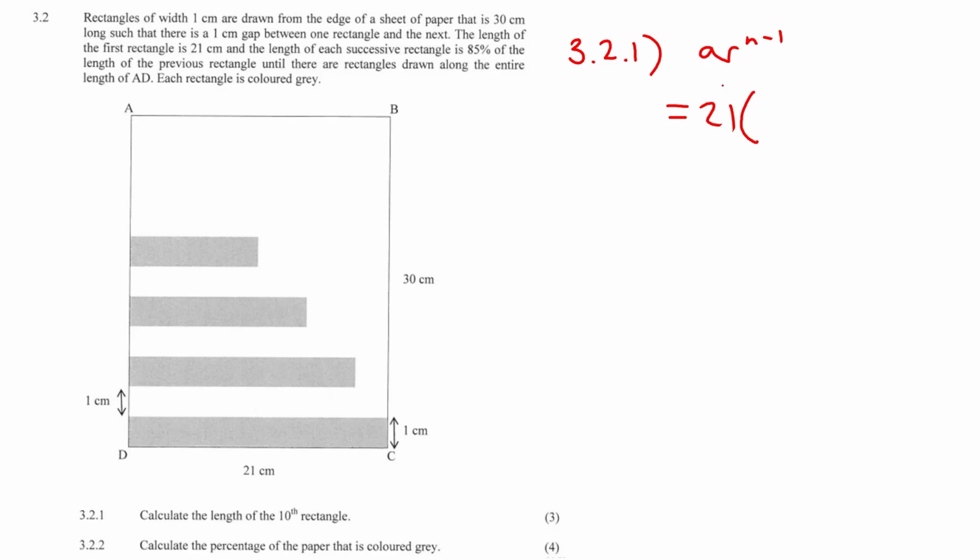Our r value is going to be 85%. You can write that as 85 over 100 or 0.85 or literally 85% if you want to plug that into your calculator. I'm going to use a decimal. And it's the 10th rectangle, so that's going to be 10 minus 1. Plug that as is into your calculator and you will get 4.86. And we are dealing with measurements here, so don't forget your centimeters. And that's it. That is question 3.2.1.